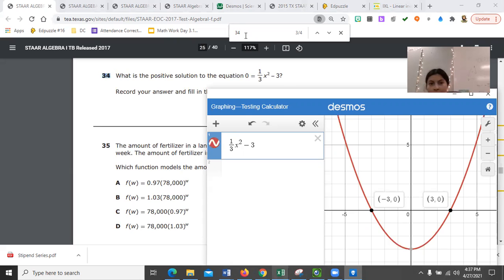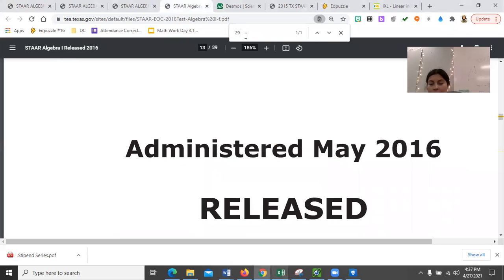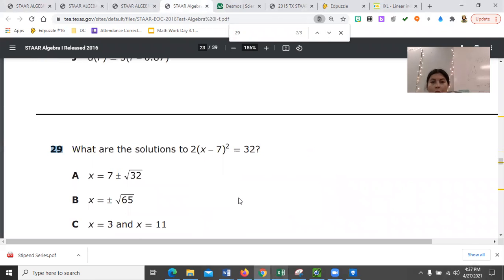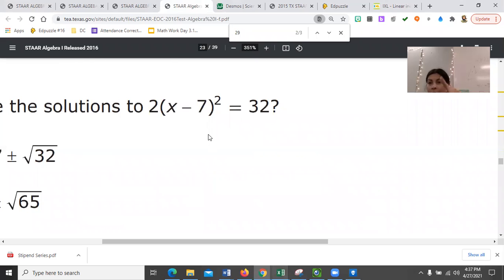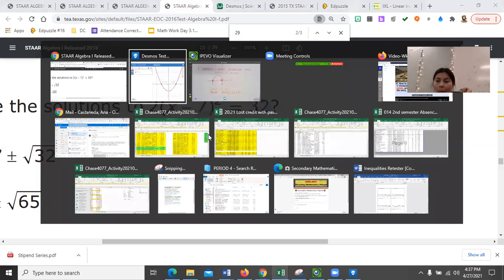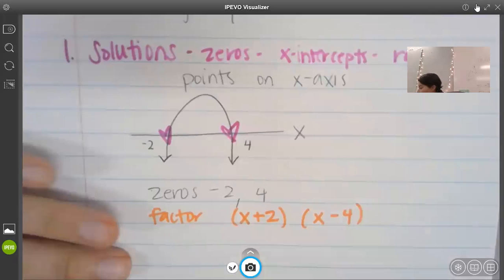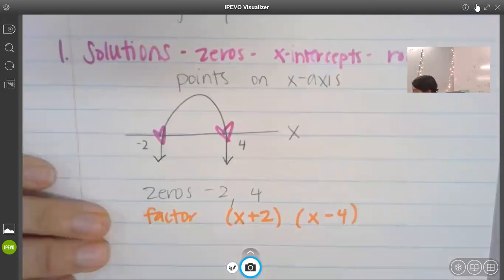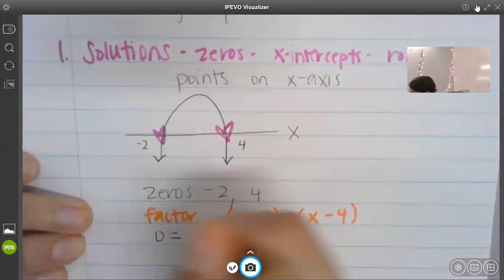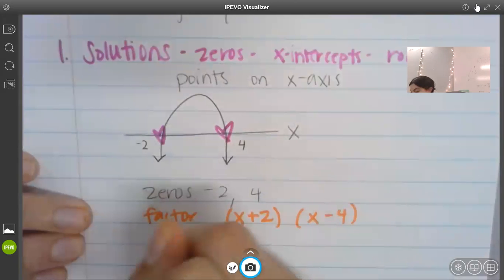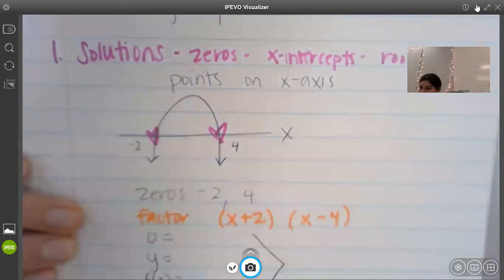This is number, oh, it's the one I showed you first. Here we go. So if you notice, this one is not equal to 0, and it's not equal to y equals. So we have to solve this one. So let me show you how we solve it. Let me write it down. So it either has to be in y equals, 0 equals, or f of x equals. If it's not, then you have to solve.